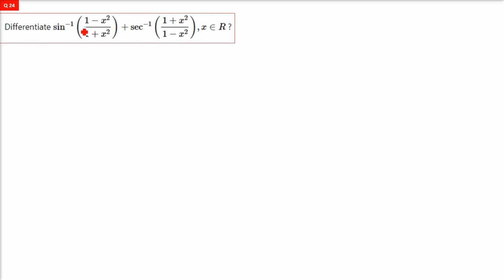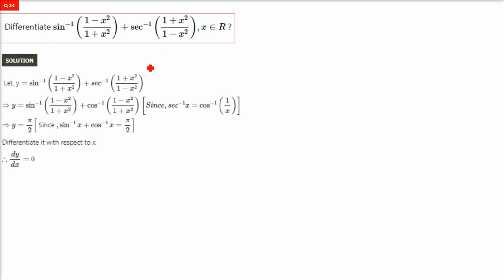Differentiate sin inverse of (1 minus x square) by (1 plus x square) plus sec inverse of (1 plus x square) by (1 minus x square). Now this kind of question seems complicated, but by just one trick, this becomes so easy, you will not comprehend. See, sec inverse and cos inverse are reciprocal. Sin inverse and cosec inverse are reciprocal. Tan inverse and cot inverse are reciprocal. Alright? So this is sec inverse of (1 plus x square) by (1 minus x square).